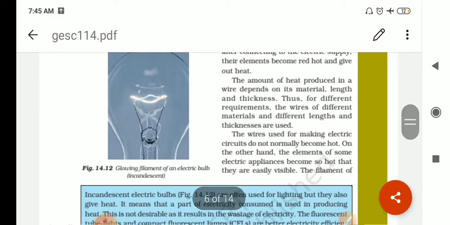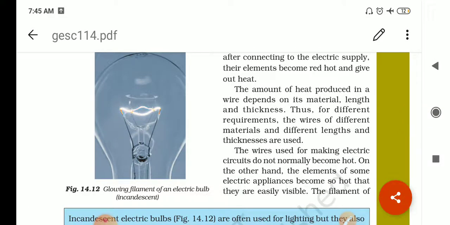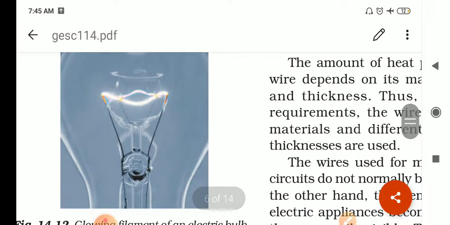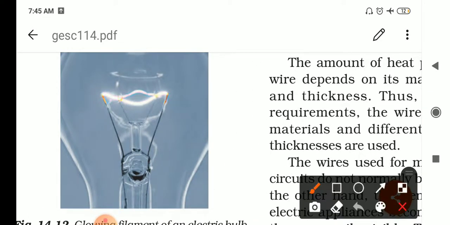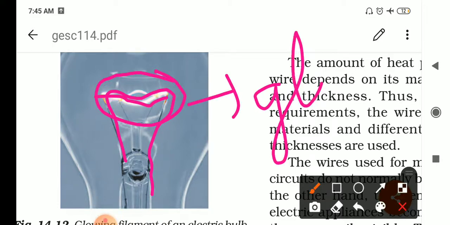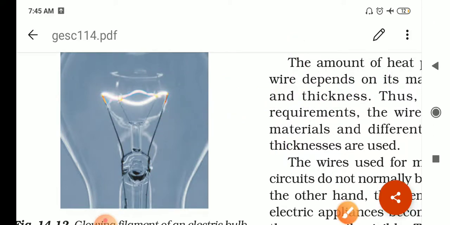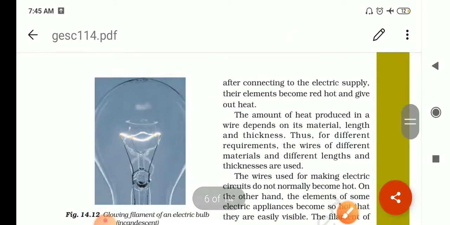One more is, see this one also, the glowing filament in the electric bulb. How does a bulb glow? What happened in the bulb? You can see the figure. This is a filament. This one is the filament. When electricity flows through this circuit, completely through it, then what happens? Then this becomes hot. It becomes red hot, and what does it do? It glows. And due to the glowing filament, light is caused, right?